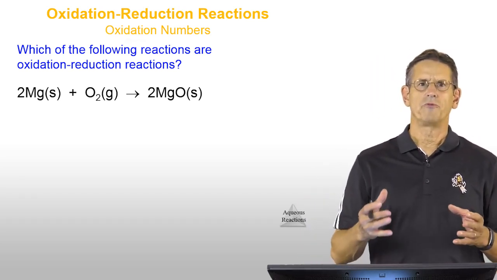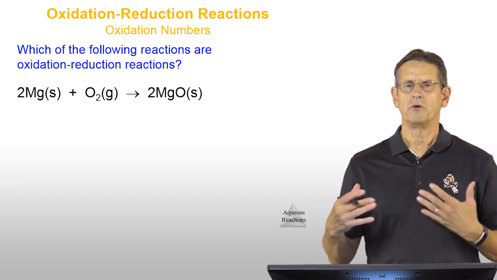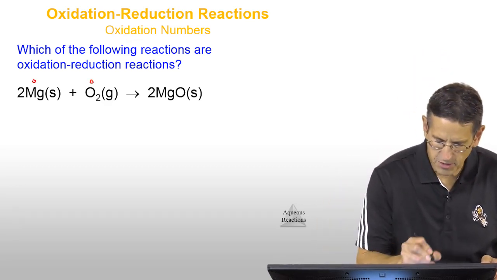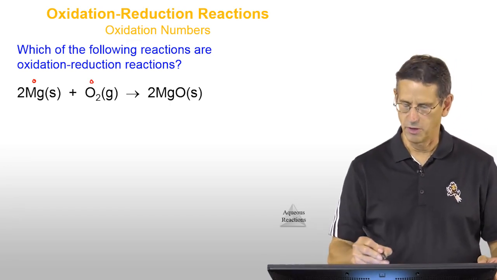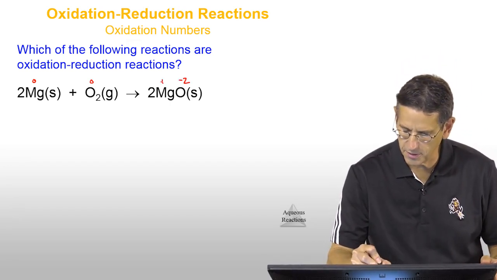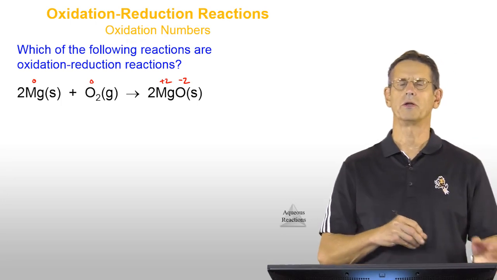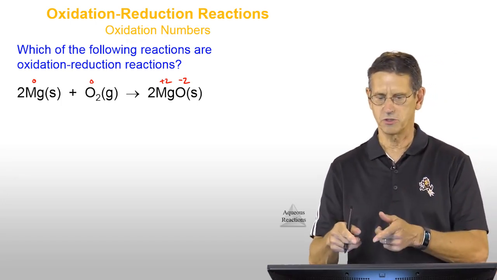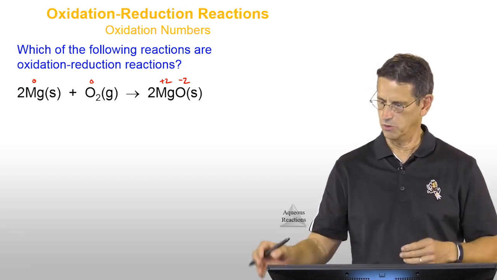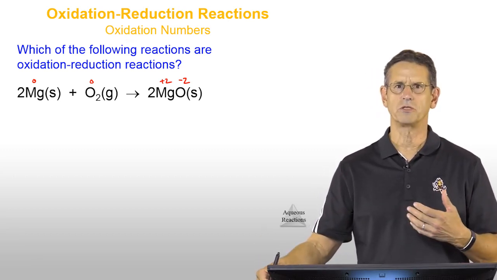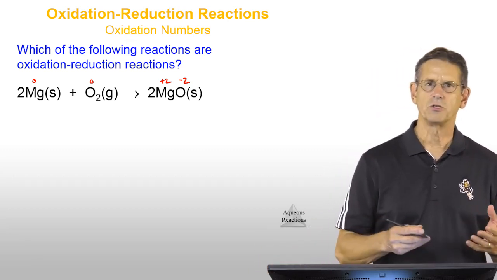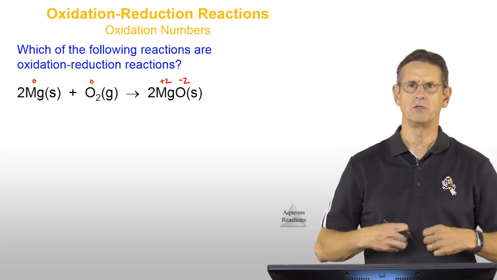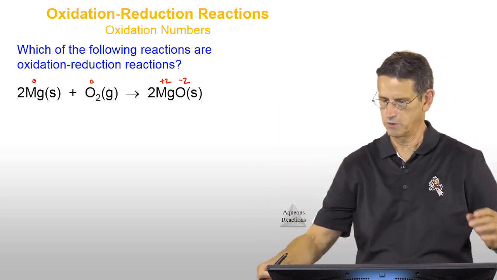Anytime you've got free elements combining and giving you something else, you know there's an oxidation reduction, because free elements have an oxidation number of 0. On this side, we've got the plus 2 and minus 2, right? Group 2 metal, magnesium, it's going to be plus 2. Oxygen in an ionic compound, minus 2. So that's clearly an oxidation reduction. Oxygen has been reduced. It's grabbed the electrons. Magnesium said, here, take 2 electrons.